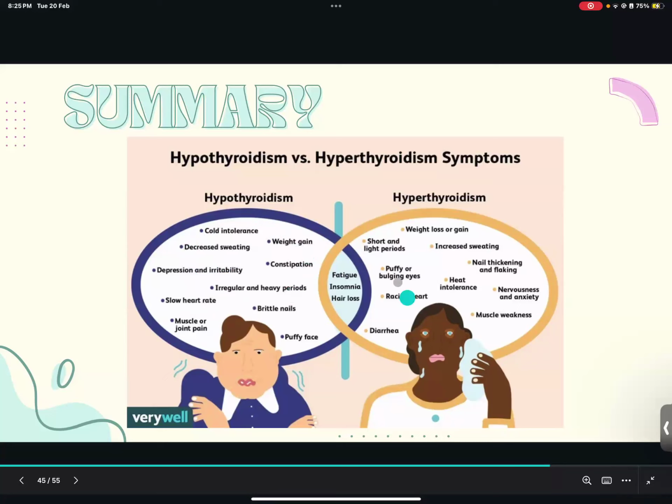However, in hyperthyroidism, you're going to have weight loss. You're going to have short and light periods. You're going to have a puffy face and bulging eyes, racing heart, diarrhea, heat intolerance, muscle weakness, nervousness and anxiety, nail thickening and flaking, increased sweating, exophthalmos. All of these things are going to be found in hyperthyroidism. So everything speeds up in hyperthyroidism. Now, if you look at the things that they have in common, you're going to have fatigue, insomnia, and hair loss.